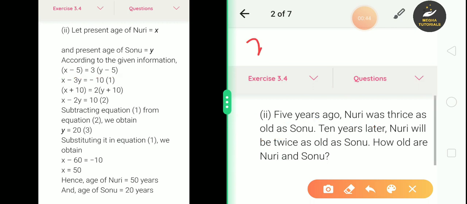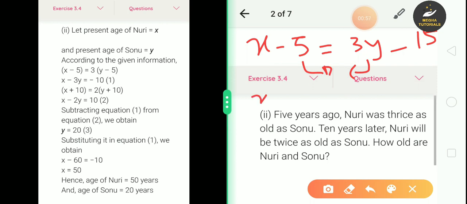So open the bracket, x minus 5 equals 3y minus 15. Transpose 3y on this side and minus 5 on this side. So you will get x minus 3y is equal to minus 15 plus 5. So minus 15 plus 5 is minus 10. Therefore the equation is x minus 3y is equal to minus 10. Consider it equation 1.